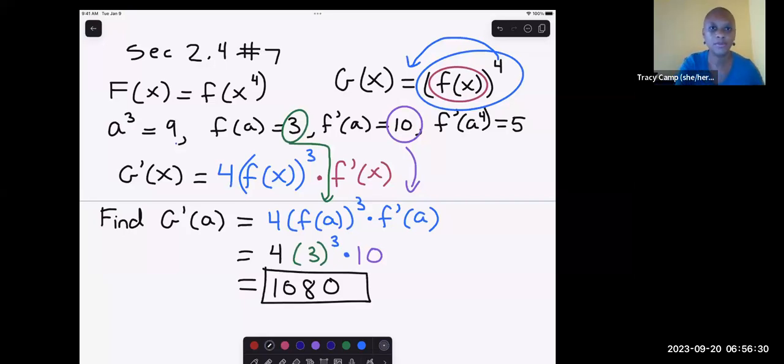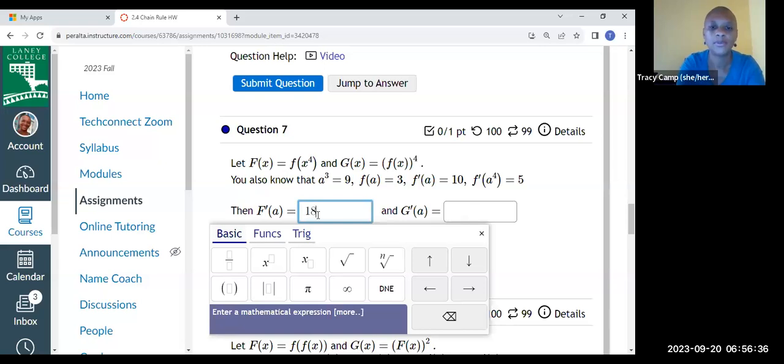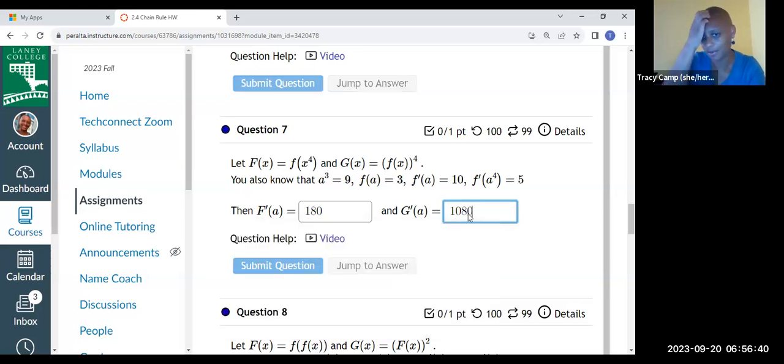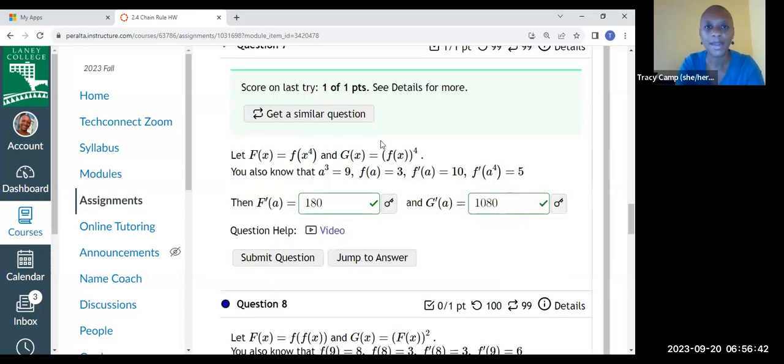So I'll enter both of the answers and then that's it for this section. I believe this was 180 if I remember correctly. Let's see if I remember. Yeah. Okay, take care. Bye.